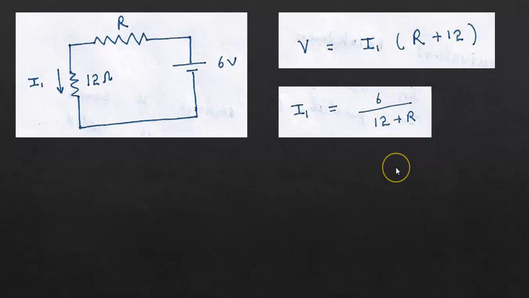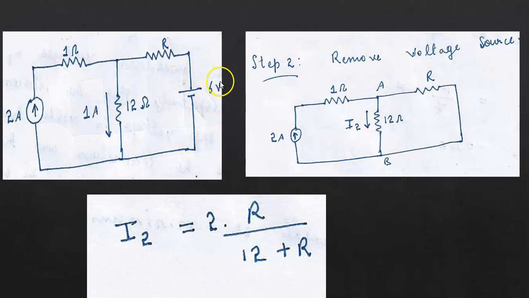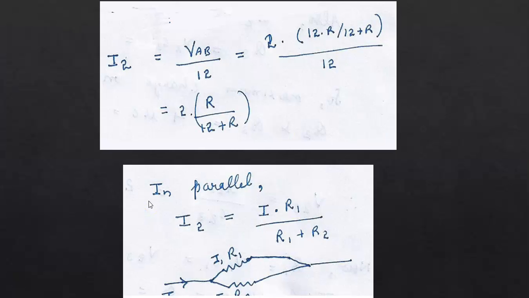Now we remove the voltage source and connect the 2 ampere source back. When we remove the voltage source, the resistance of a voltage source is 0, so it will be simply short circuited. The resultant circuit will be like this, and we solve for I2. I2 will be 2 into R divided by 12 plus R.